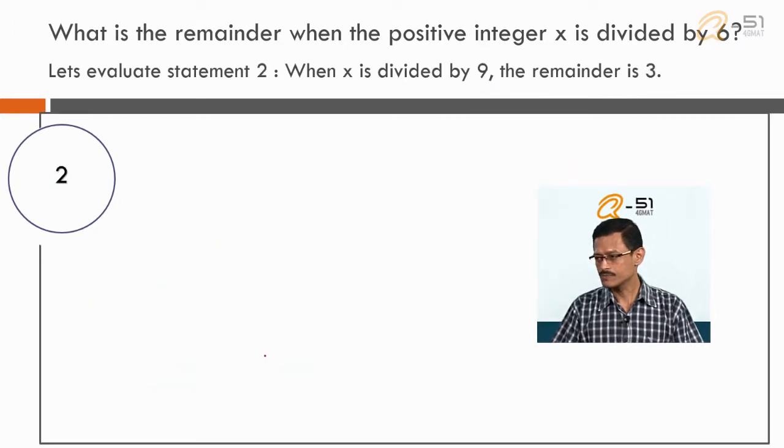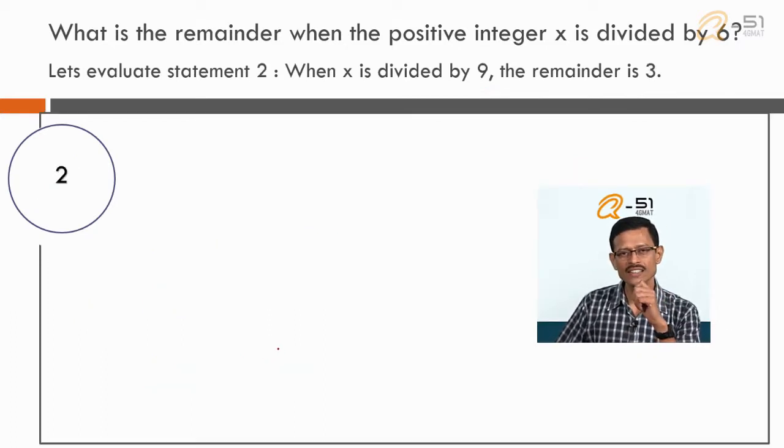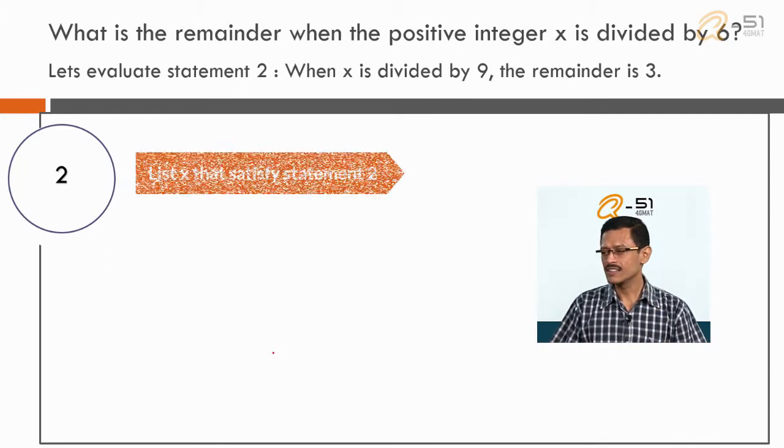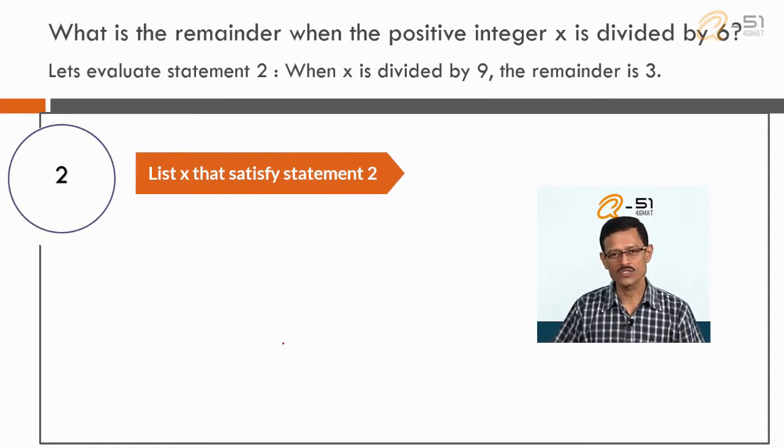Let's look at statement 2. Statement 2 tells us that when x is divided by 9, the remainder is 3. We're going to do exactly the same thing. The process is no different. Let's list down values of x that will satisfy this condition.